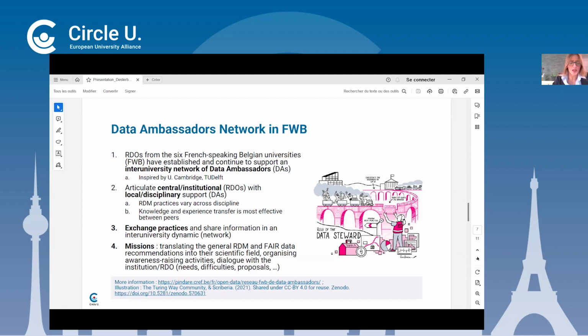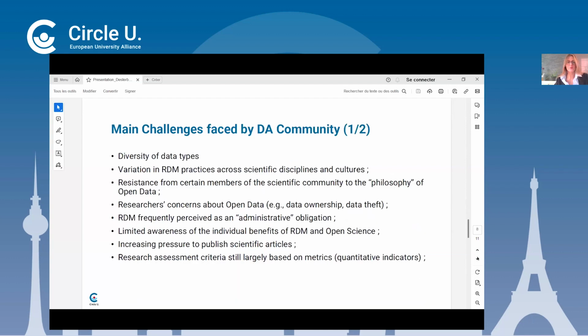The second element is to foster the exchange of practices and sharing of information within an inter-university dynamic. The mission of data ambassadors includes different elements: translating the general recommendations into their discipline, organizing awareness-raising activities, or dialogue with the institution.